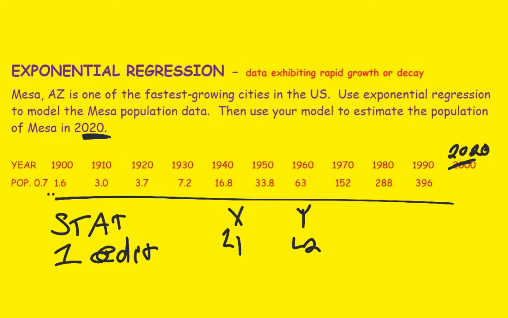So just to point out real fast that the data is slightly off. So this is 2000 right here, and all of this data should shift over one.